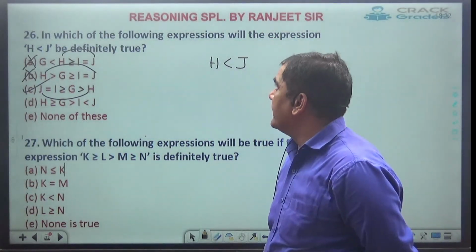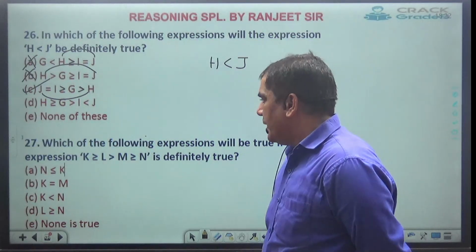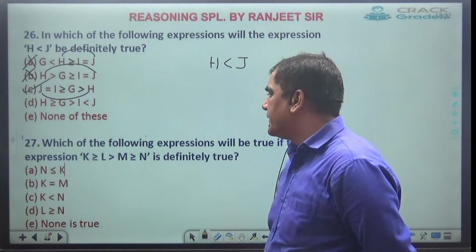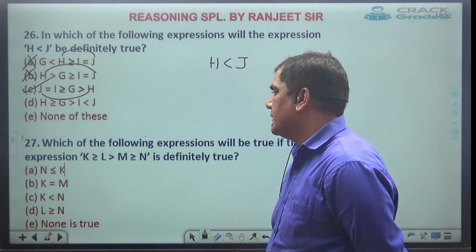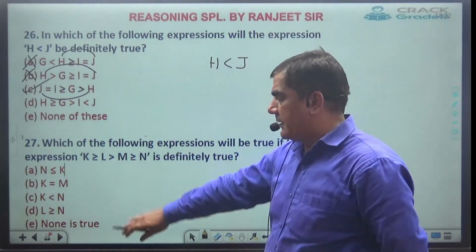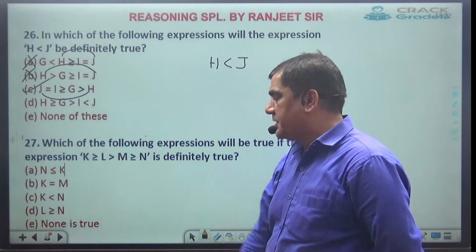Go for this one. In which of the following expressions will be true if the expression given is definitely true? Now here the reverse part of this is given. You have to check out of these four which can be correct.